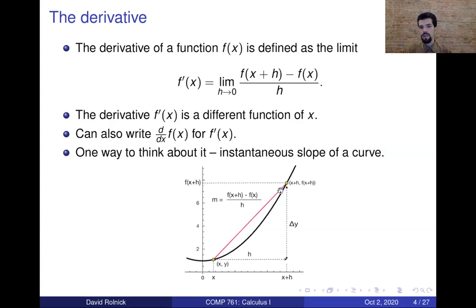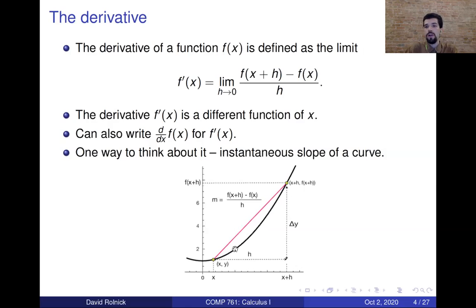You know, this slope is becoming closer to the slope for two points very close to here. So it's basically the instantaneous slope, or the tangent to the curve at this point (x, y). So that's what the derivative is. It's the instantaneous slope of a curve.